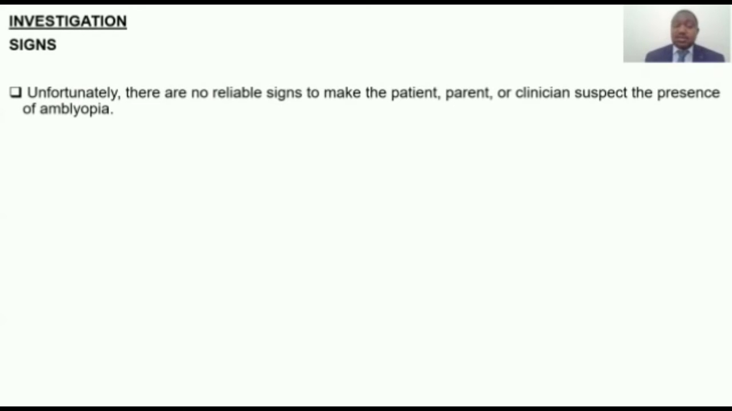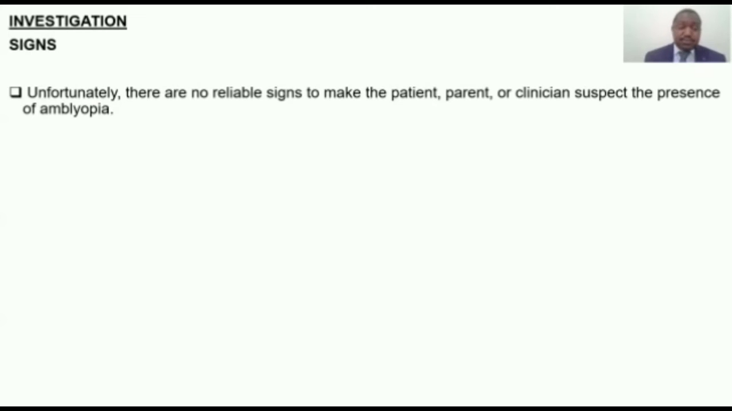Unfortunately, there are no reliable signs to make the patient, parents, or clinicians suspect the presence of amblyopia. Patients with amblyopia may come to the clinic with a normal-looking eye, an eye without any problem. It is difficult to discover patients with amblyopia from the signs of the eye. Amblyopia is discovered only after performing visual examinations. This is dangerous for patients because it is difficult to discover this problem from the signs.